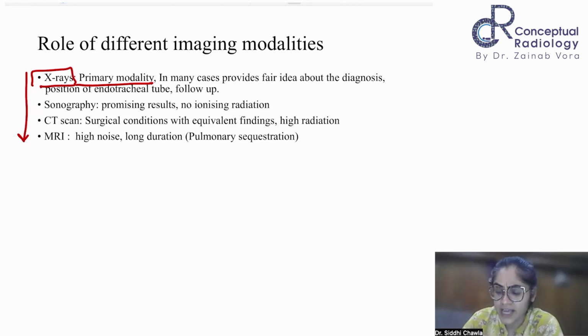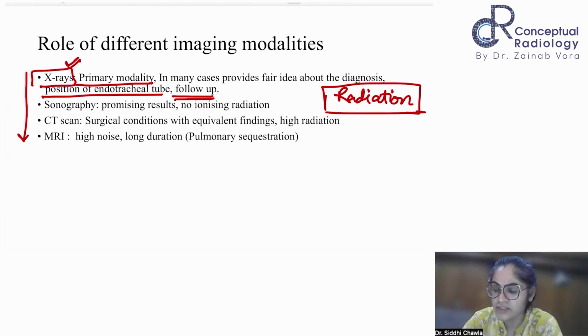So, X-ray is the primary modality. It tells us about the lung fields, as well as the position of the endotracheal tube if the patient has been intubated. Then again, it is a handy modality, so it can be used for follow-up. But the problem with X-rays is again the radiation dose. So you cannot basically do n number of X-rays for any pediatric patient. Neonates are themselves very sensitive to radiation. So you have to look at the risk benefit ratio of the particular imaging modality.